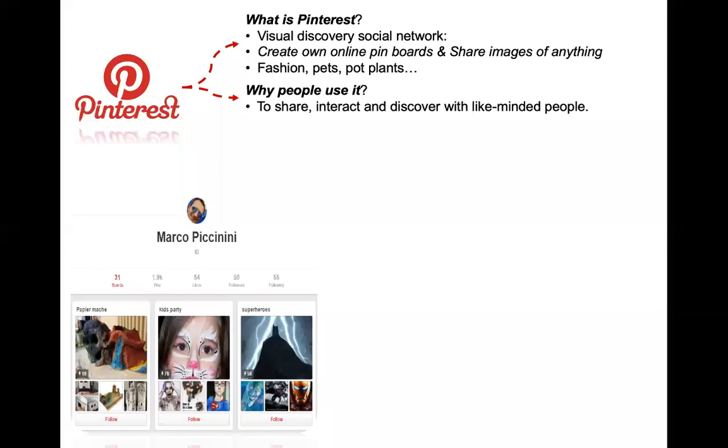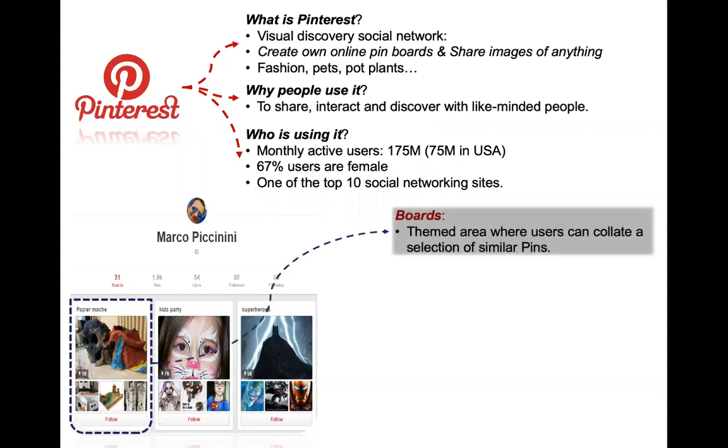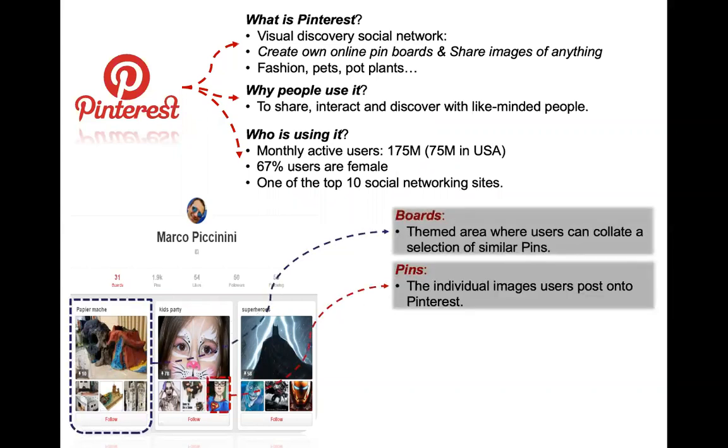So why would people use it, right? People like to interact, discover, and they try to find like-minded individuals. And this ties back to the original purpose of social networks. If you look at who is using this, you will see that almost 70% are female. If you go in further, you will see that brands, again, because in order to monetize a social network you have to plug in brands, are very active on Pinterest as well.